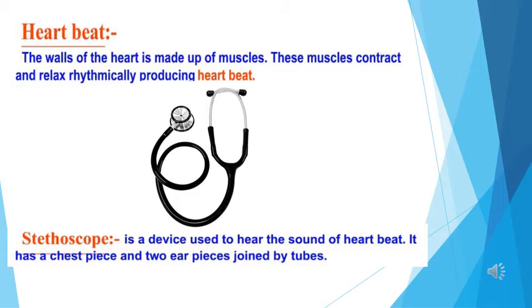The walls of the heart are made up of muscles called cardiac muscles. When these cardiac muscles contract and relax rhythmically, they produce the heartbeat. In order to check this heartbeat, we use a device. A stethoscope is the device which we use to hear the sound of the heartbeat.